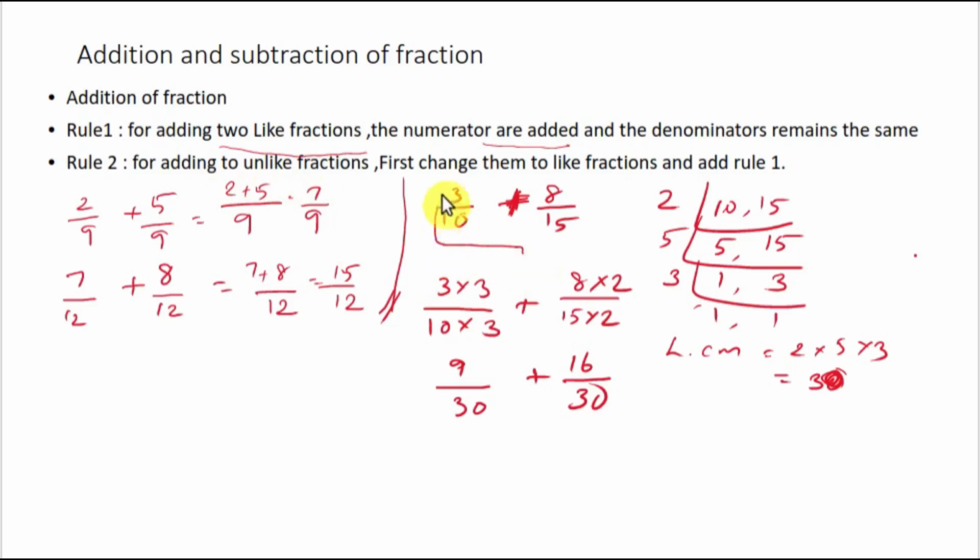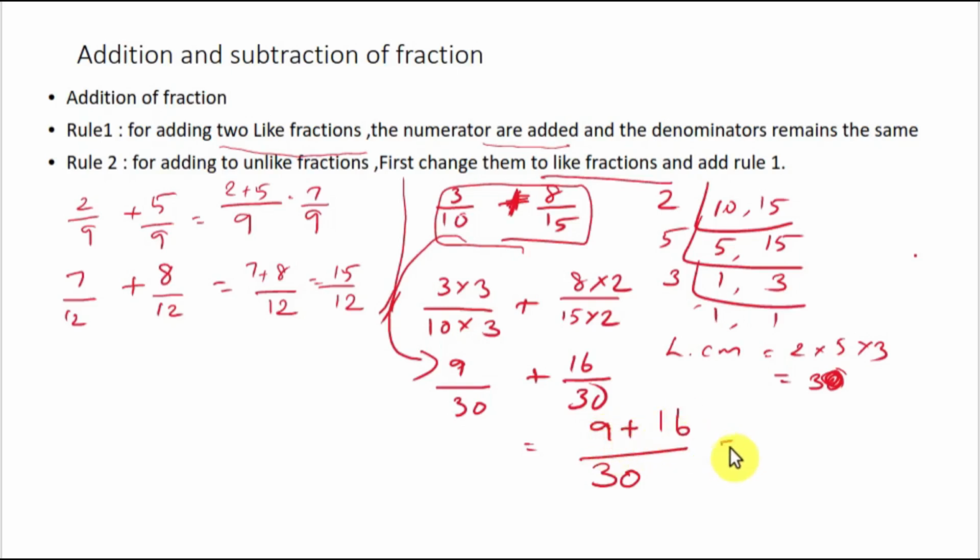So for adding two unlike fraction, I have changed them to like fraction and add rule 1. What is the rule 1? The denominators are same. So I am writing as such. So we have to add only the numerators. 9 plus 16 equal to 25 by 30. So this I have to reduce it to the simplest form. So fifth table 5 times 6. So 5 by 6 is the simplest form of 25 by 30.